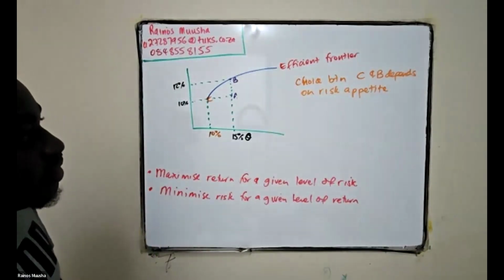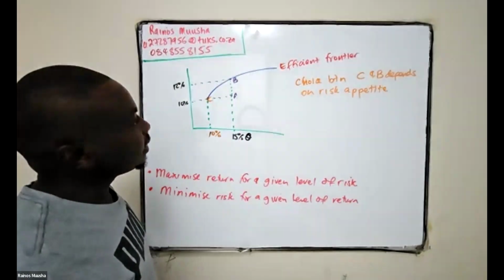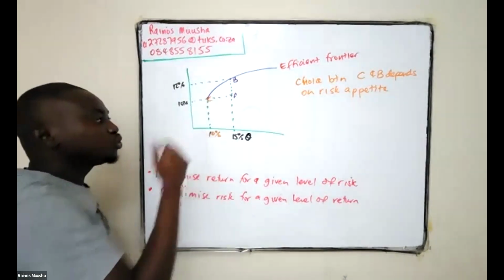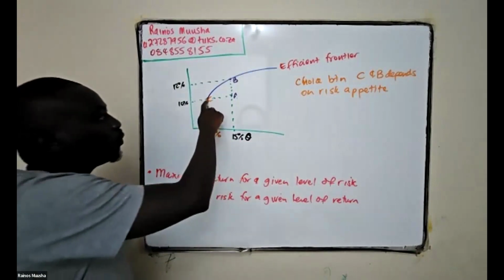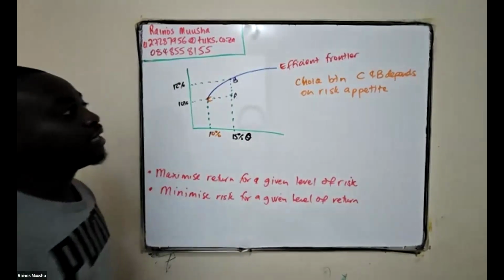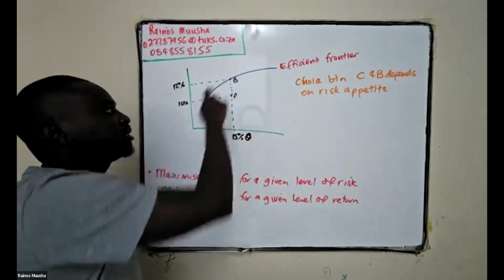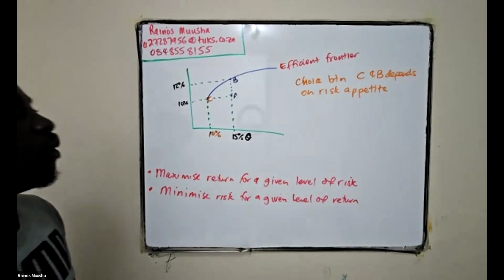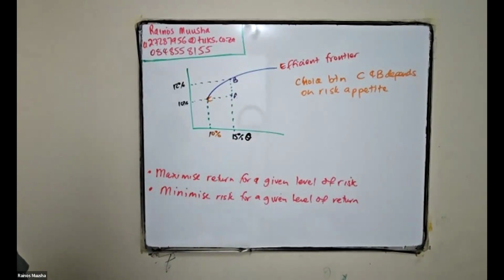If you have a higher risk appetite, you would choose to invest in investment B. If you have a lower risk appetite, you would choose to invest in investment C, because they are all found along the efficient frontier. So your choice between investment C and B will depend on your risk appetite. If you have a higher risk appetite, you would choose investment B. If you have a lower risk appetite, that's when you would choose investment C. Are we on the same page?